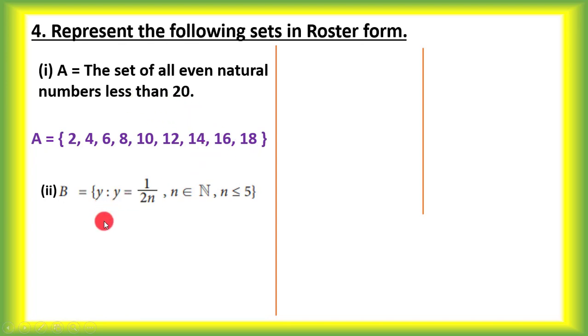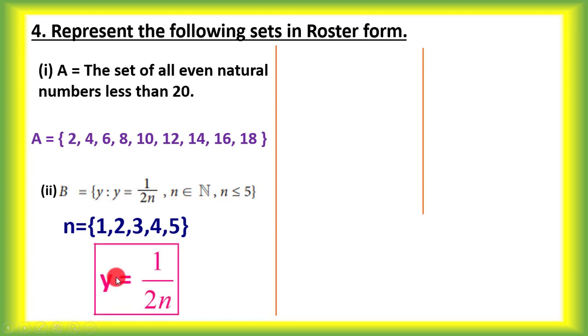The next one is the set of all elements y such that y is equal to 1 by 2n and n belongs to N, n less than or equal to 5. Here first we collect n less than or equal to 5, n belongs to N. So n equals 1, 2, 3, 4, 5. We can apply the values for n in the formula y is equal to 1 by 2n. In the place of n, we substitute the values 1, 2, 3, 4, 5. Then we get the elements y.